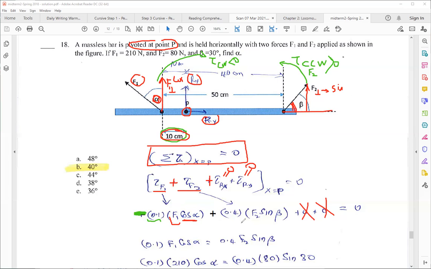Then plus 0.4 times F2 sine beta. Now it's the sine. That's the usual formula we have for torque: distance r times force times sine of the angle. Force number 2 is at a distance of 40 centimeters from the pivot point. Now we simplify all this.